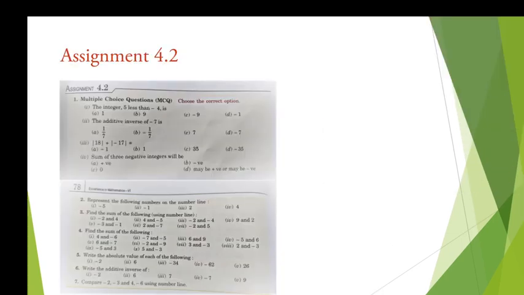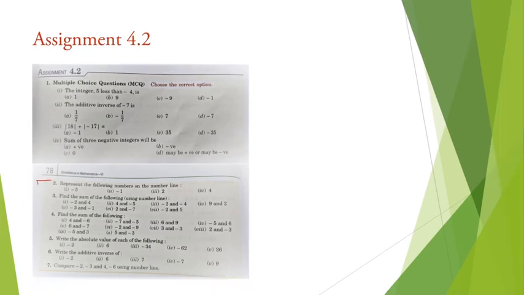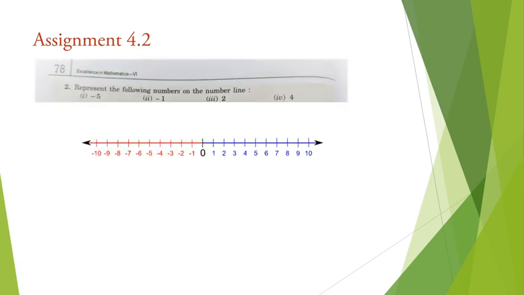Okay. These are the questions that are there in our assignment. First we will solve this question. Then we will move to question number 1. So let's start with question number 2. To solve question number 2, we need to draw the number line in our copy. So I have already drawn the number line. Let's solve question number 2 first. Represent the following numbers on the number line. I am taking the first one, minus 5.